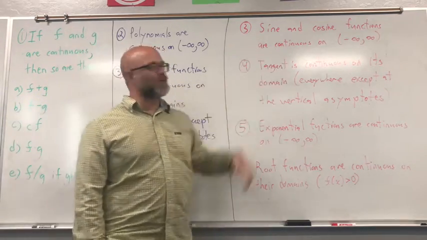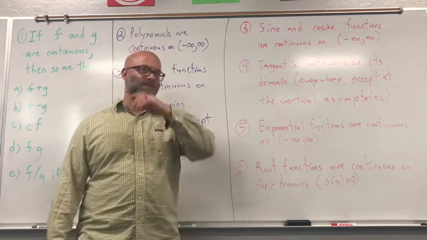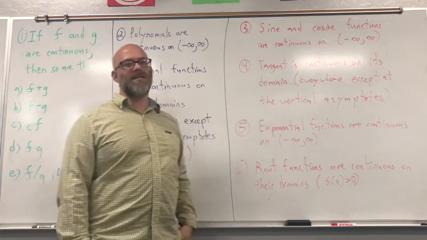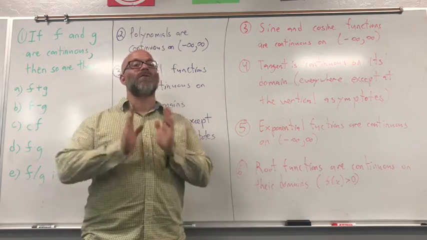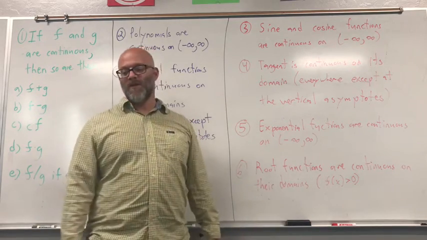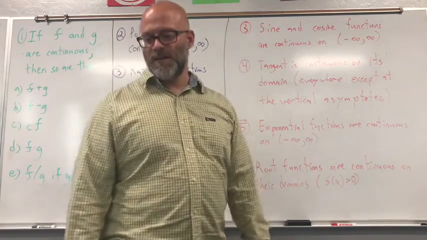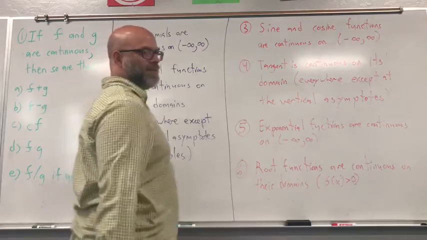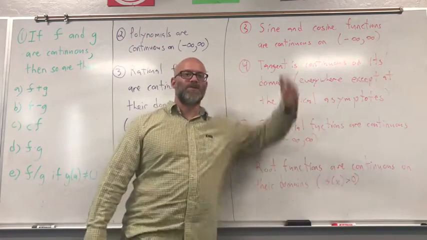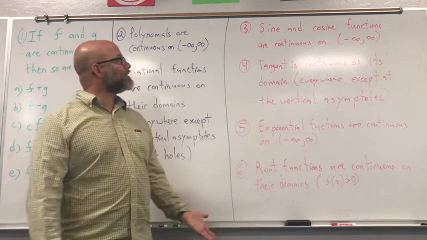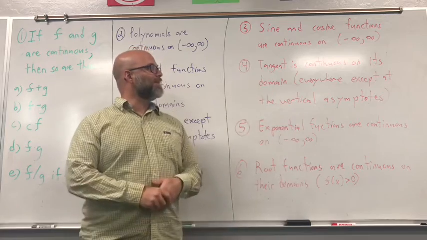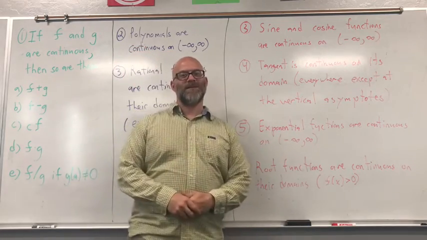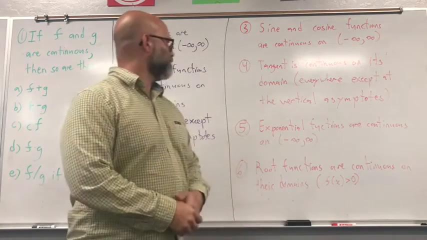Sine and cosine functions are continuous over all real numbers, right? They just keep going like this. The tangent function is continuous not over all real numbers, but over its domain, because remember the tangent function is doing one of these deals, periodically like this, and it's got these vertical asymptotes. So what we would say is tangent is continuous on this domain, that is everywhere except at the vertical asymptotes. See how domain is super important here.